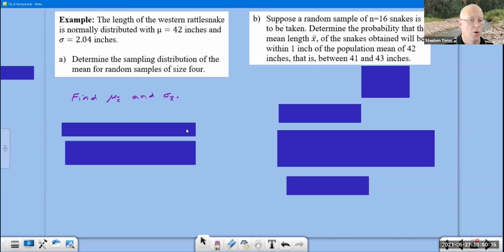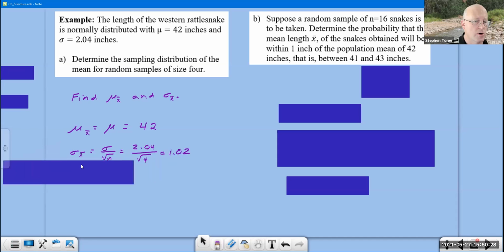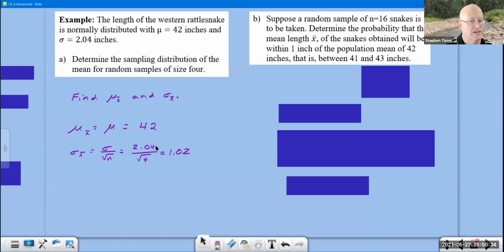So we use our two formulas. The mean of our sample means is equal to the population mean, and that should just remain 42 because that's what they gave us up above. And then this standard error of the mean, this new value, is going to be sigma divided by root n. So 2.04 divided by the square root of 4. The square root of 4 is 2, so we're dividing by 2 here, and we get 1.02. That was just to introduce the vocabulary.